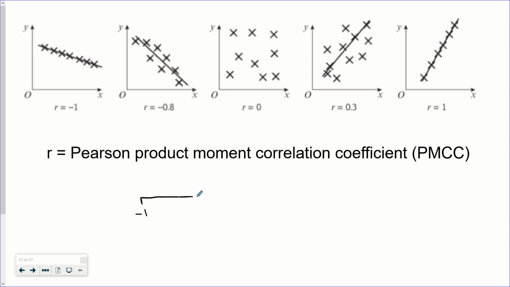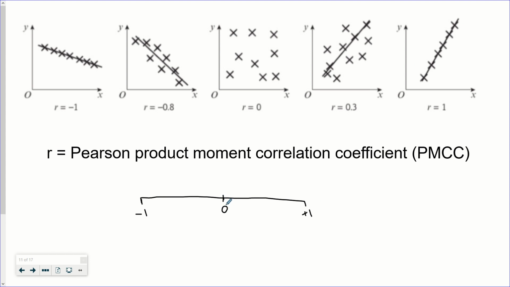And R can go all the way up to +1, which would be this example, where the points lie in a perfect straight line but with a positive correlation. And the way that R is calculated means that R can't go beyond 1 or -1. It's always going to be on this spectrum between -1 and 1.